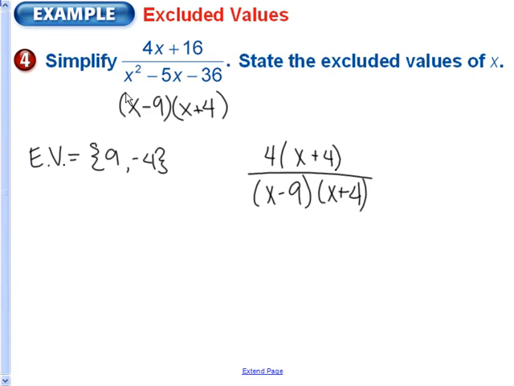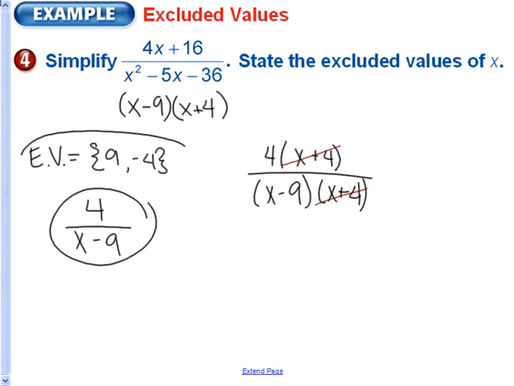Now if we look at that expression, we look to see is there anything that could cancel from top to bottom. And those two cancel out. So the simplified form of that is going to be 4 over x minus 9. Now notice that even though the x plus 4 part canceled out, it still is part of the excluded value.